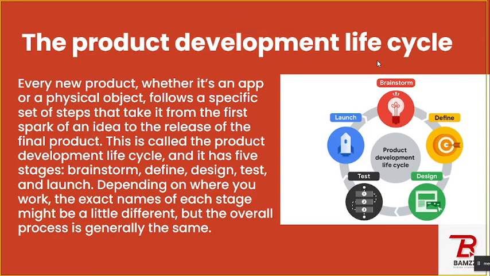So, product development life cycle. Every new product, whether it's an app or a physical object, follows a specific set of steps that take it from the first spark of an idea to the release of the final product. Like everything in this life, even a torchlight, someone actually thought of it: okay, we should have something called a torchlight. Then they started by brainstorming ideas, and then they created something, and that's the reason why we have the torchlight today.